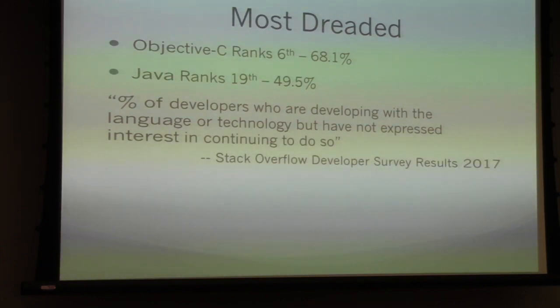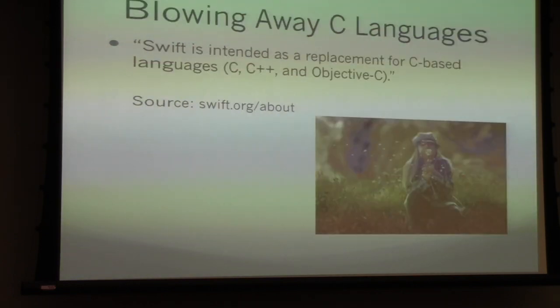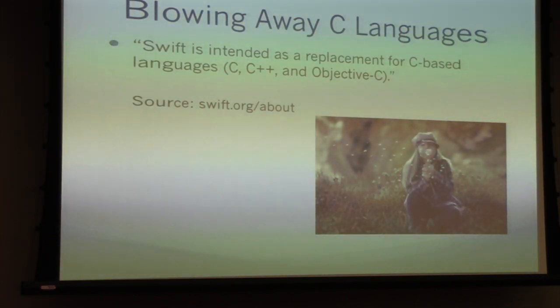The most dreaded is Objective-C. It ranks 6th. And then Java ranks 19th, 49.5%. Okay. So the point of Swift, according to the documentation at swift.org/about, is to replace the C-based languages. So not just Objective-C, but C and C++.